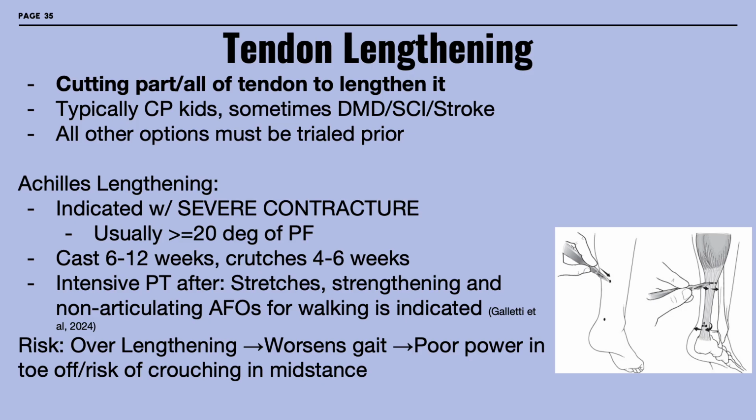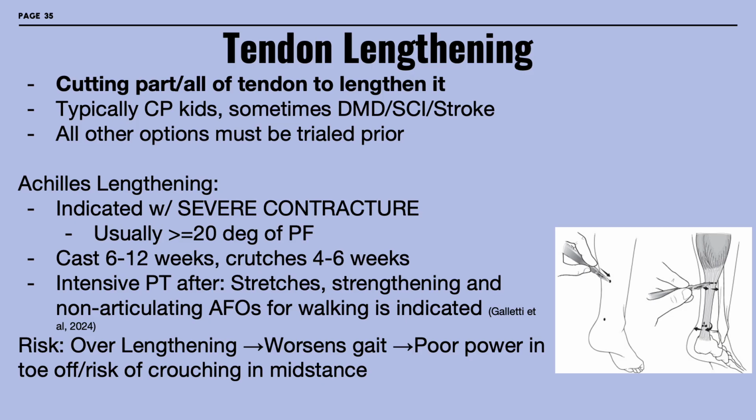With tendon lengthening, this occurs when you cut part or all of the tendon to lengthen it during a surgery. So typically this is indicated for cerebral palsy kids, but sometimes also in spinal cord injury, stroke, and DMD, but all options must be trialed prior. For Achilles lengthening in particular, it's indicated with severe contracture. So doctors are typically looking for about 20 degrees of plantar flexion or more.